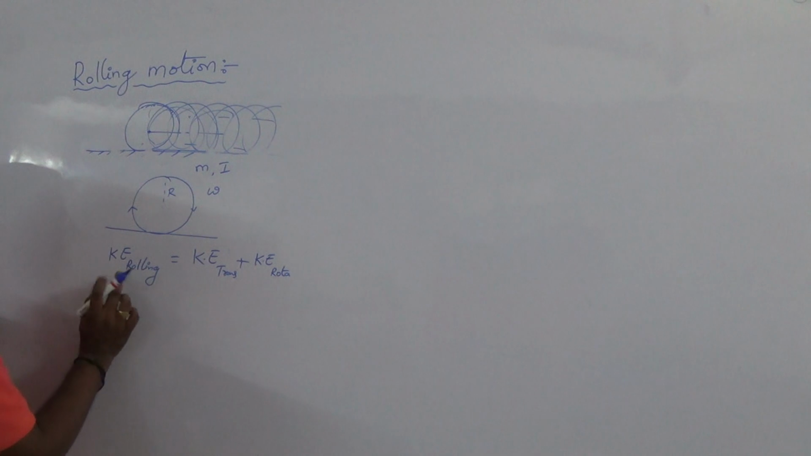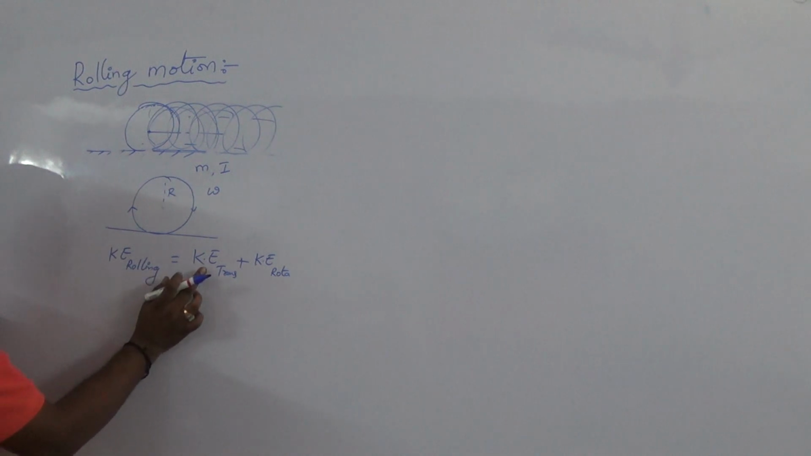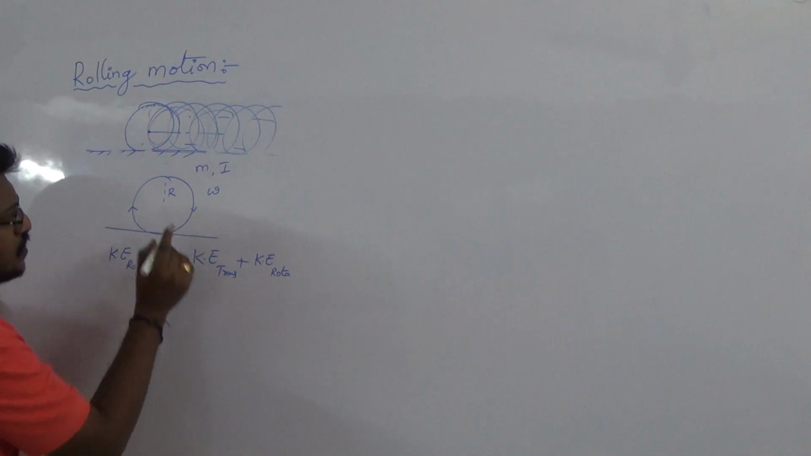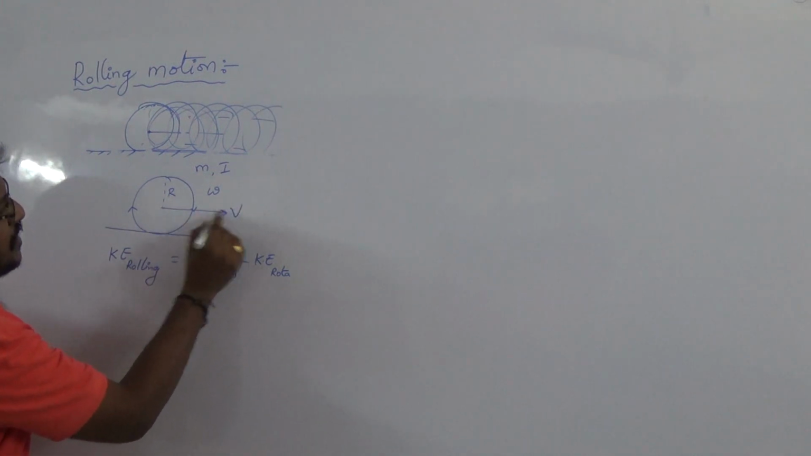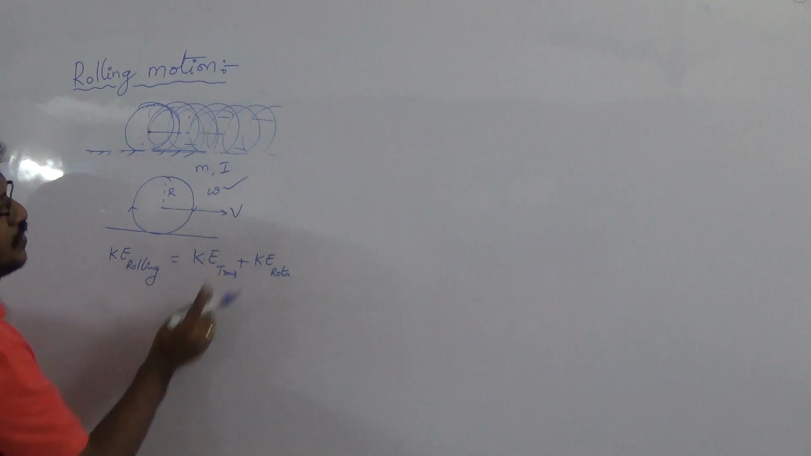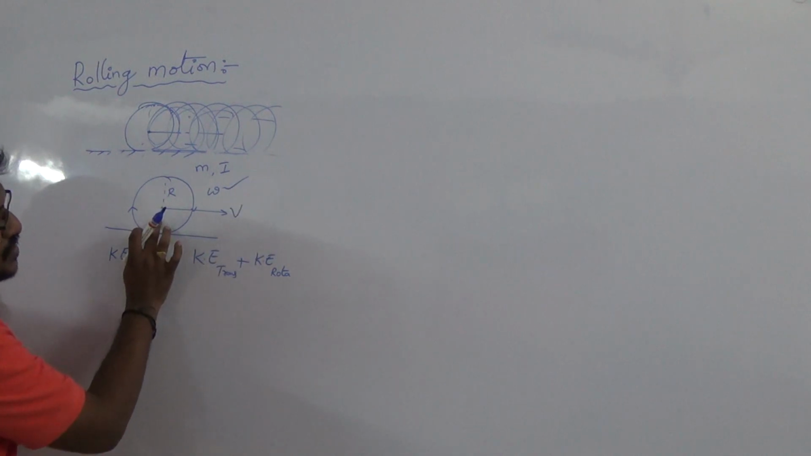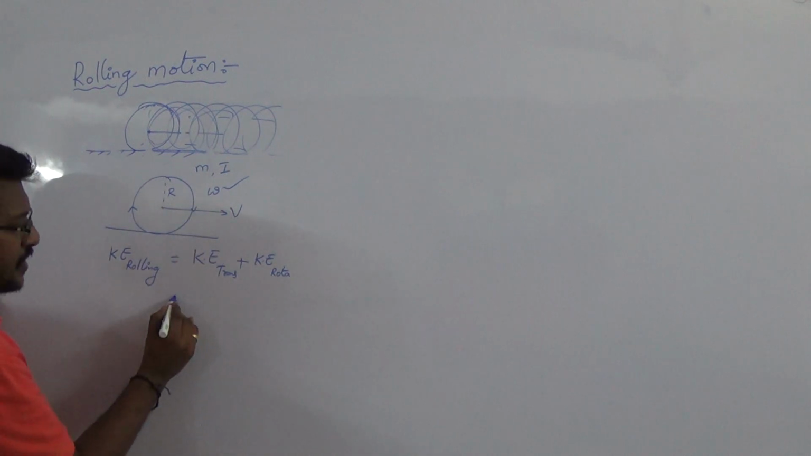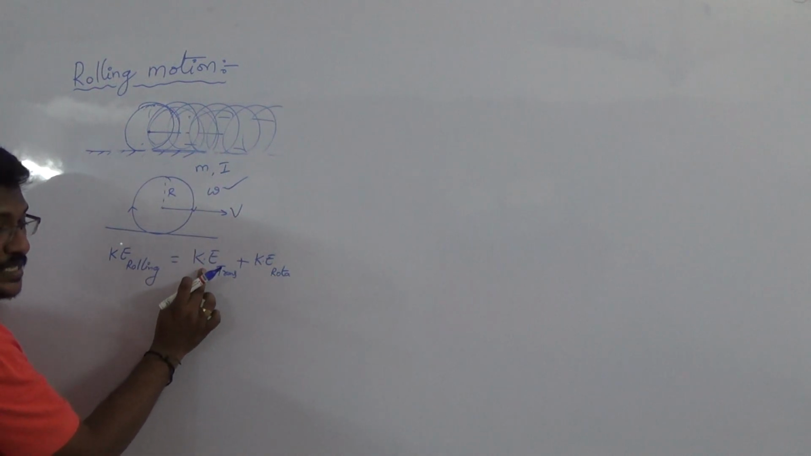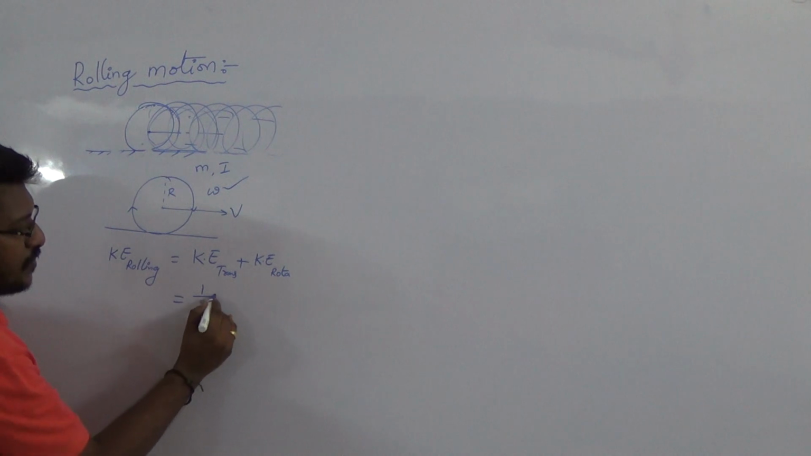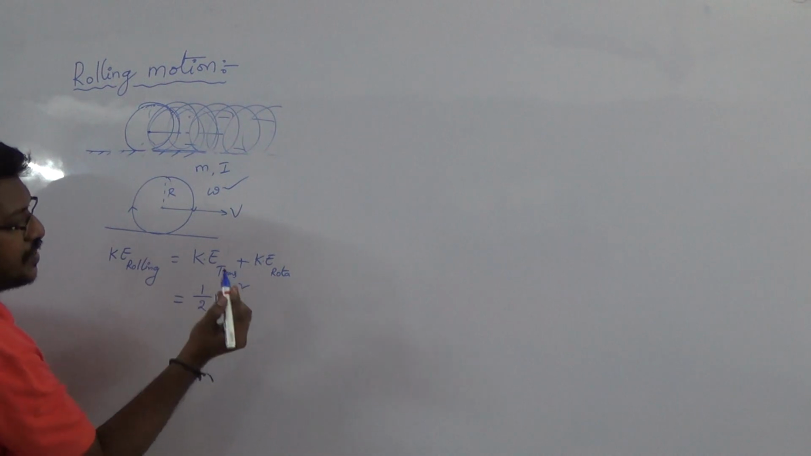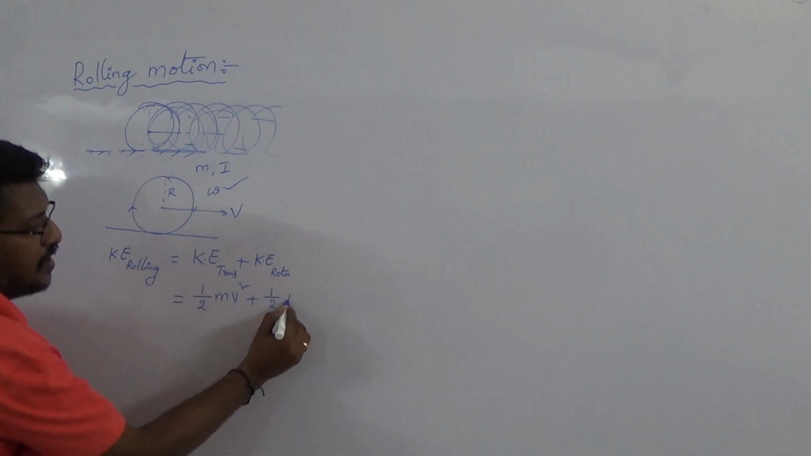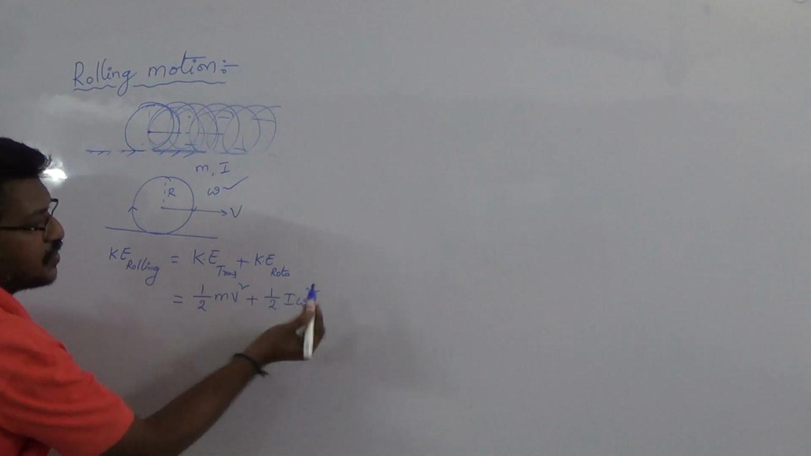So the total kinetic energy of the rolling body is equal to the sum of the kinetic energy due to translatory motion and the kinetic energy due to rotatory motion. The body is moving with velocity v and rotating with angular velocity omega. That means it is in rolling motion with linear velocity v and angular velocity omega. That's why we can write the kinetic energy due to translatory motion, using the formula half m v square, plus the kinetic energy due to rotatory motion, using the formula half I omega square.